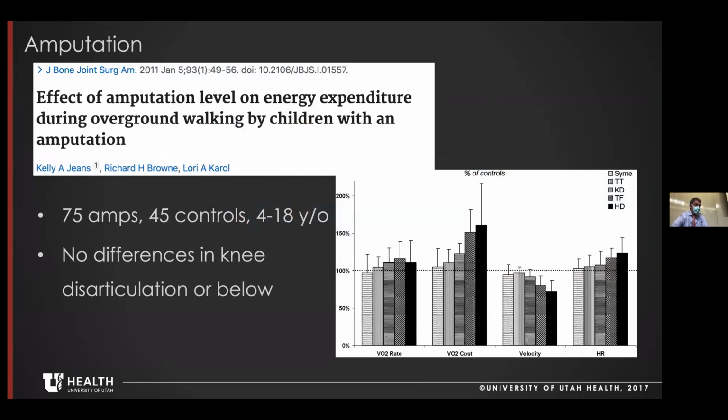This is a frequently cited study looking at the energy costs of different levels of amputation in kids. In this figure, the dotted line is a healthy control group with the bars representing different amputation levels. And what they found was that children with amputations through the knee and distal were able to maintain a normal walking speed without increasing their energy cost. So kids with a Syme amputation are pretty comparable to normals.